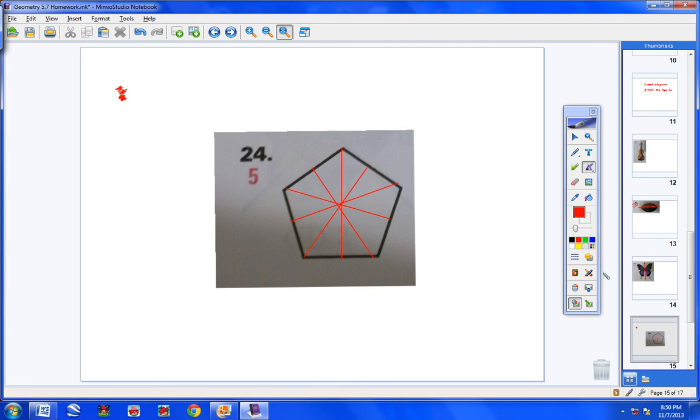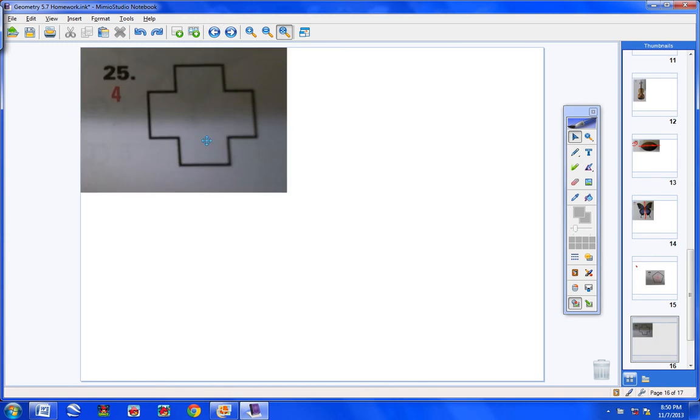Let's continue on. Number 25. Okay, they're going to state that we have 4 lines of symmetry, and let me show you where these would be. If you were to draw a line here, this would, wow. If you were to draw a line right here, that would definitely cut the object right in half. And if you were to draw a line here, that would cut the object in half.